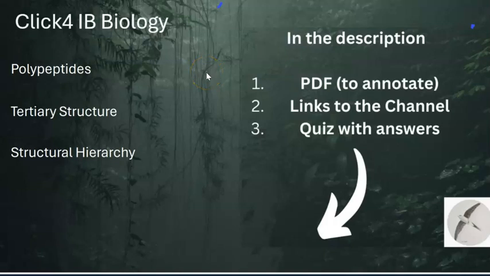Click for IB Biology. We're looking at the structure of polypeptide chains. And now we're going to take a look first at what are known as the tertiary structures. And then following that, we'll go on and take a final look at the quaternary structures as well.